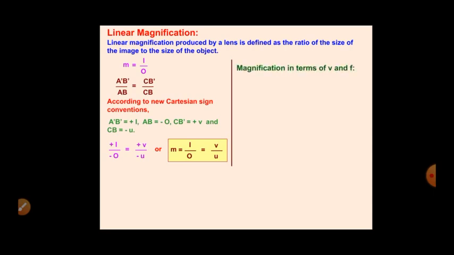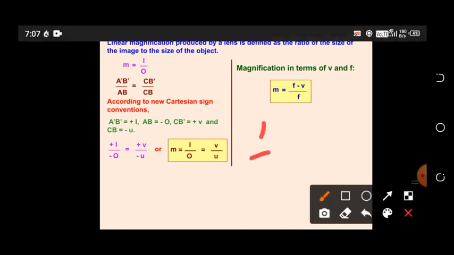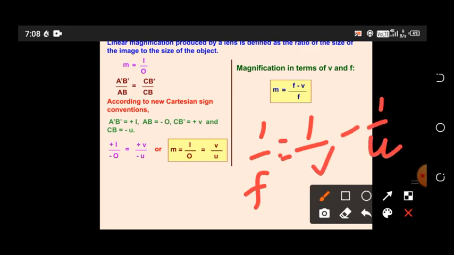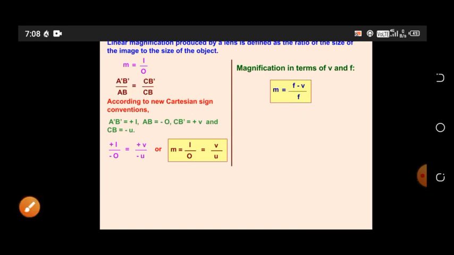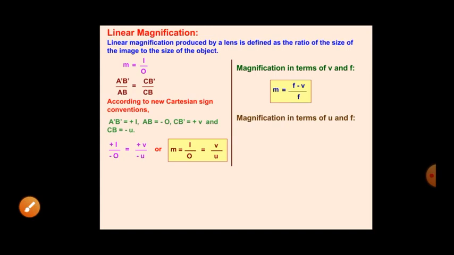And also we can calculate the magnification in terms of V and F. So you can see M is equal to (F minus V) upon F. This equation you can find out by using the formula 1 by V minus 1 by U is equal to 1 by F. So you can calculate the value of V by U by just multiplying V on every side. You can see this is V by U, and now you can find this equation here. Similarly you can also find the equation in terms of U and F. So you can see this equation.